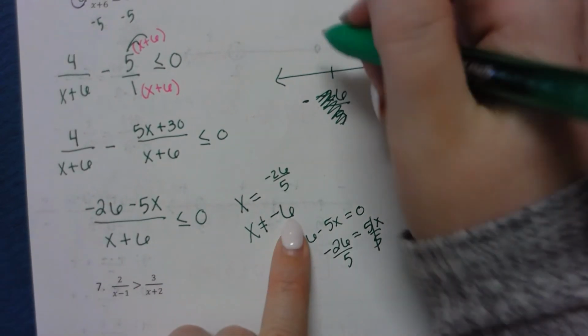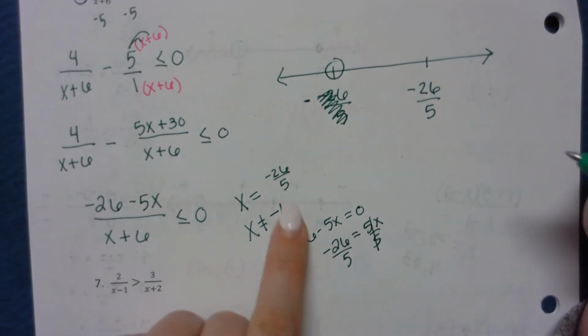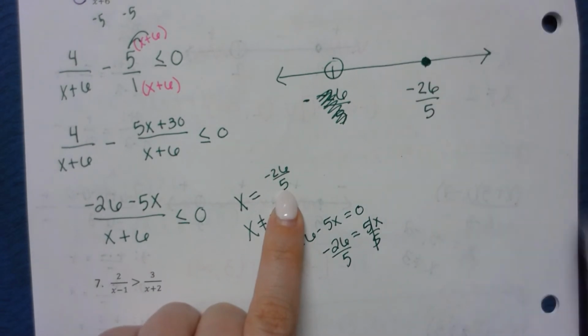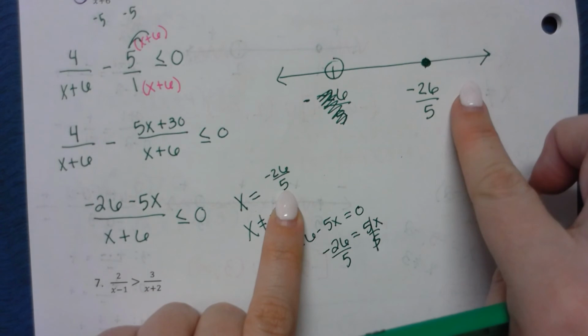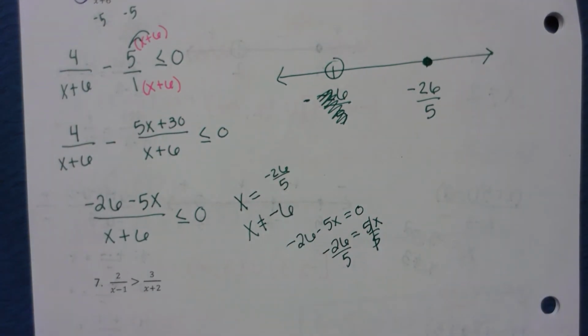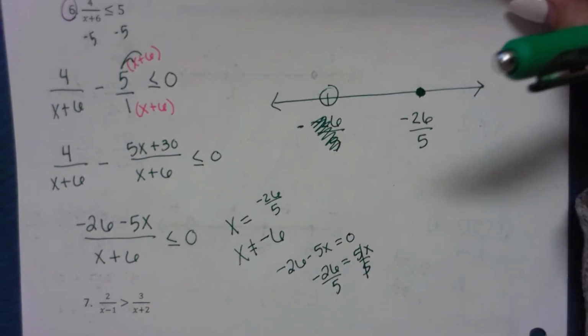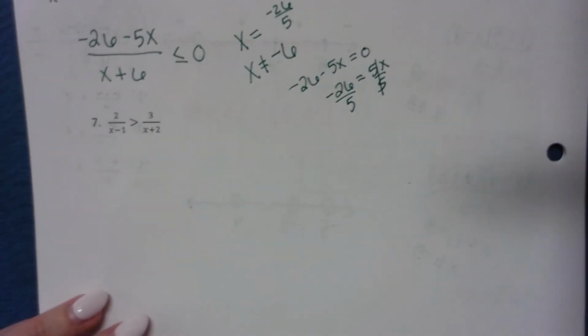The negative 6 has to be an open circle. The negative 26 over 5 has to be a closed circle. Then you're going to pick a number in each of the intervals and test them out. Okay. I'm going to let you do that. Check your answer on the answer key.